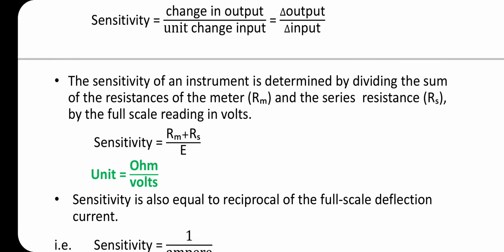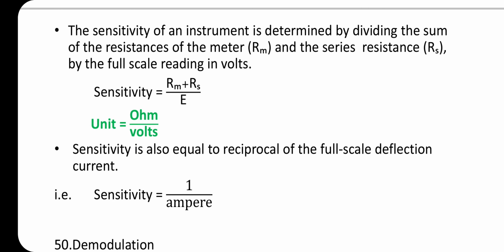The sensitivity of an instrument is determined by dividing the sum of the resistance of the meter Rm and the series resistance Rs by the full scale reading in volts. Sensitivity equals (Rm plus Rs) by E. Therefore, the unit is ohm per volt. That is, the unit of Rm and Rs, that is resistance, is ohm, and E, the full scale reading, is in volts. Therefore, the unit is ohm per volt. Sensitivity is also equal to the reciprocal of the full scale deflection current, that is, sensitivity equals 1 by ampere.